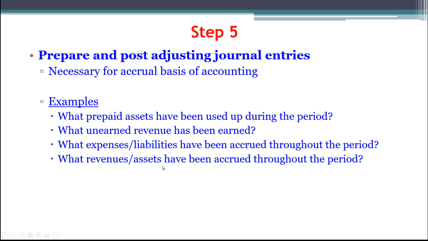And then what revenues and assets have been accrued throughout the period? Just think of interest. We had money in the bank. We know we've earned money because time has passed, but we just haven't received it yet. So that's an example of a revenue and asset adjusting journal entry. Keep in mind that we're going to see adjusting journal entries later on.